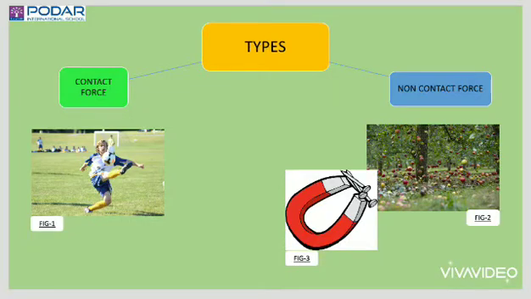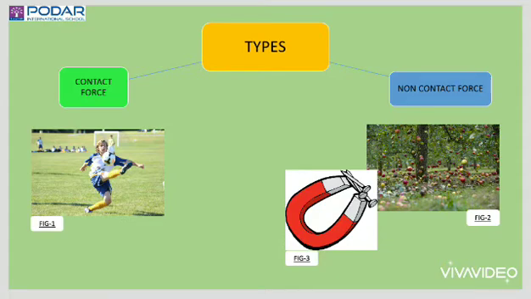In figure 2, you can see apples are falling from an apple tree. Apple falls because the earth attracts objects downward due to the force of gravity. Similarly, in figure 3, a magnet attracts iron nails towards itself by applying magnetic force. These are examples of non-contact force.